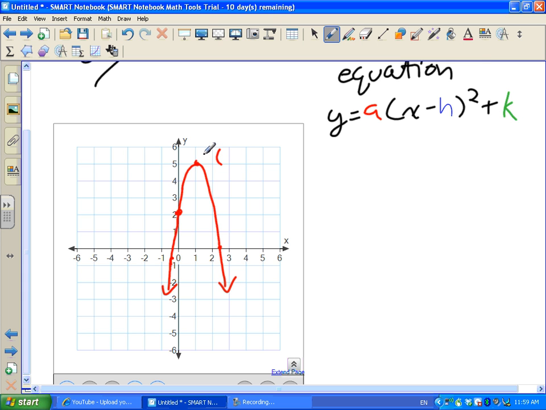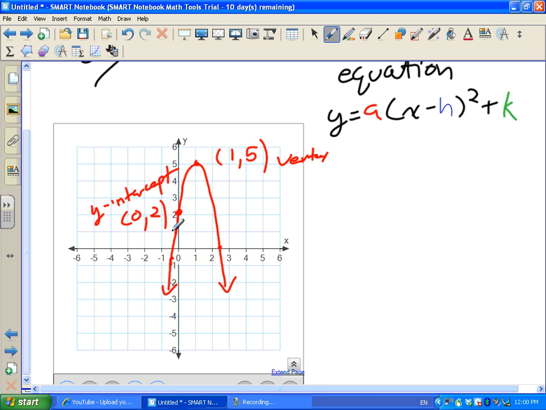The top coordinate, what is this called? Anyone know? A vertex. Vertex is at 1 and 5. What about this point here? Y-intercept. Good. So this is our vertex. This is our y-intercept. And that coordinate is at 0 and 2.